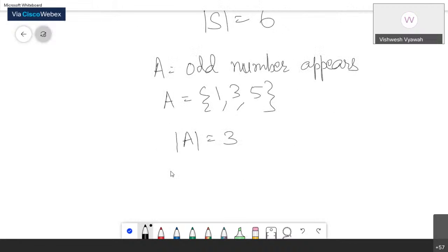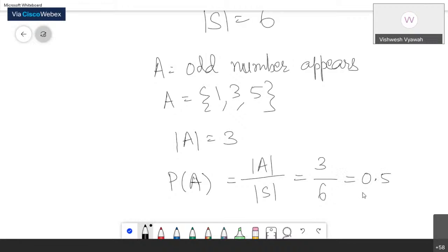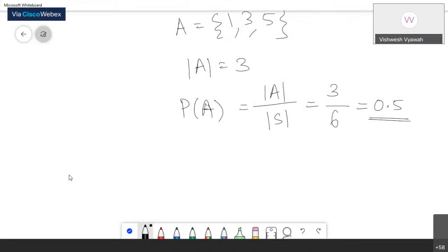Then we will find the probability of A, which is equal to cardinality of A divided by cardinality of S, which is equal to 3 by 6, which is equal to 0.5. This is how you define the probability. Just to give you an example.